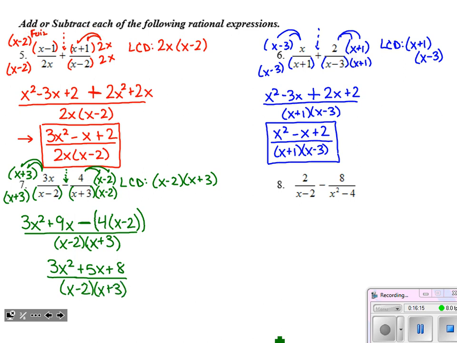Okay, again, 3 times 8 is 24, positive 24. No two numbers will multiply to make that positive 24 and add up to positive 5. We are finished.